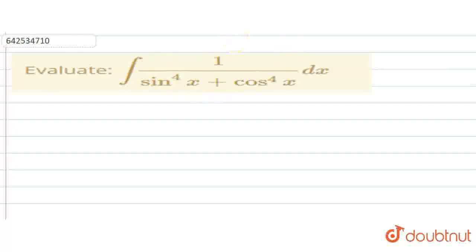So hello friends, we can write our question as the integral of 1 by sin to the power 4x plus cos to the power 4x into dx. Okay, so our question can be written as the integral of 1 by sin to the power 4x plus cos to the power 4x into dx.